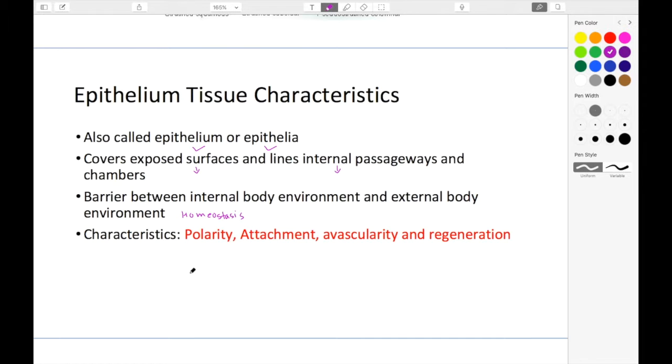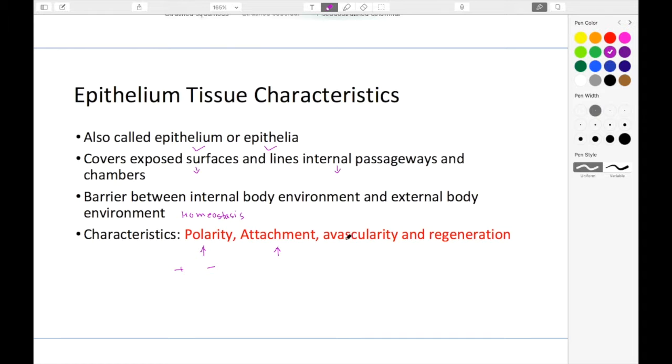Maintaining homeostatic balance in the human body, these tissues play a great role. And the main characteristics of epithelium tissues are polarity, attachment, avascularity, and regeneration. You may already know about polarity in chemistry. Polarity means different ends, like positive and negative in chemistry, right? But here it might be different. We'll focus on it later. Attachment: there should be some specific, unique type of attachment. That's why it is a unique characteristic, okay?